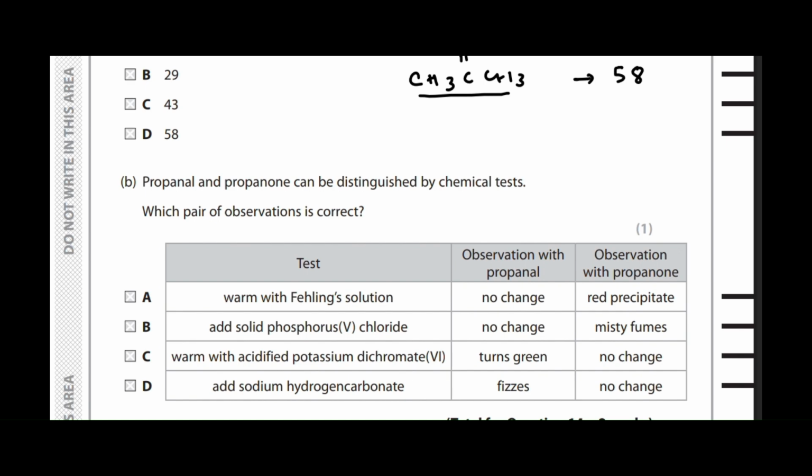And what would be the other peaks? One of the options is that the propanone breaks in this way. So the peak will be obtained at 43, and the peak of CH3 will be obtained at 15. So there will be no peak at 29. So 29 is the correct option.